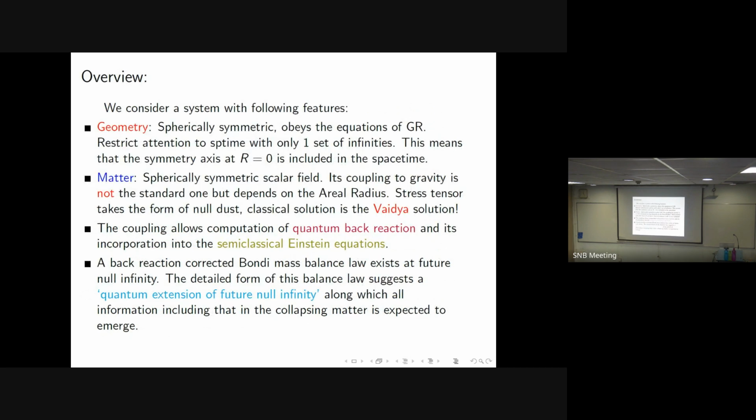So I consider a system with the following features. First, the geometry is very simple. So wherever there is geometry, it obeys the equations of GR: Einstein tensor is equal to some stress energy. I haven't told you what is stress energy.